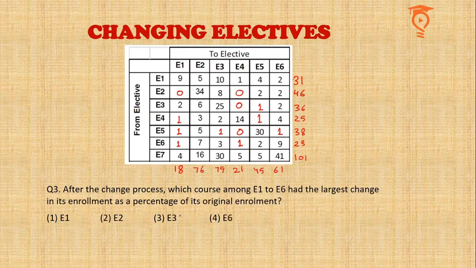Third question, after the change process, which course among E1 to E6 had the largest change in its enrollment as a percentage of its original enrollment? Okay, so we definitely would like to look at an increase, and I think if you compare, you will find E6 is that number which is increasing from 23 to 61. That's a whopping increase of more than 100%. And if you quickly want to find out which increased by the maximum percentage, you should just see which one increased by maximum how many times.